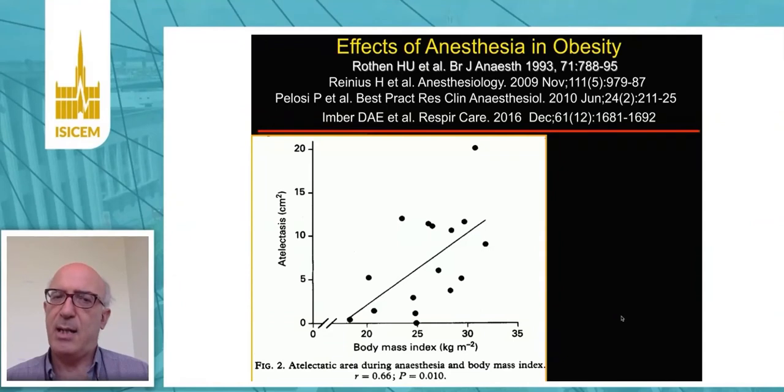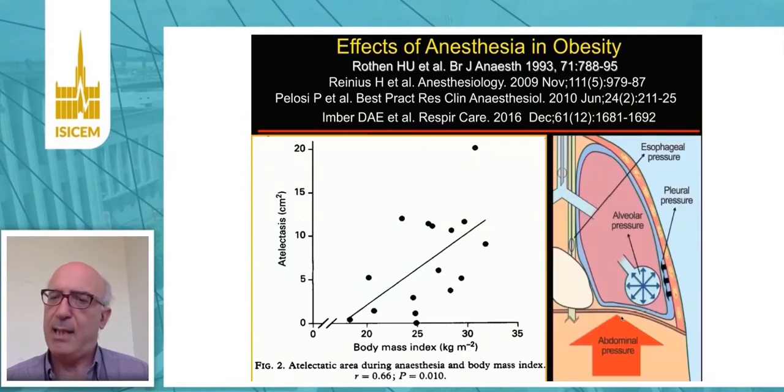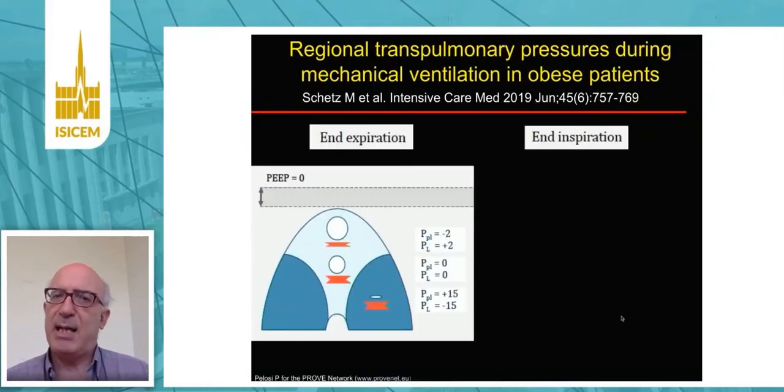Body mass index is associated with an increased risk of developing atelectasis, mainly in the dependent part of the lung. This is due to the increased intra-abdominal pressure, which increases the pleural pressure and the transpulmonary pressure, squeezing the alveoli mainly in the dependent part of the lung and promoting airway closure in the middle part of the lung. This is a schematic representation of the regional transpulmonary pressure during mechanical ventilation in obese patients at end expiration and end inspiration. At end expiration, at PEEP 0, as you can see here, there is a gradient in pleural pressure and in the aeration, with more perfusion in the collapsed areas.